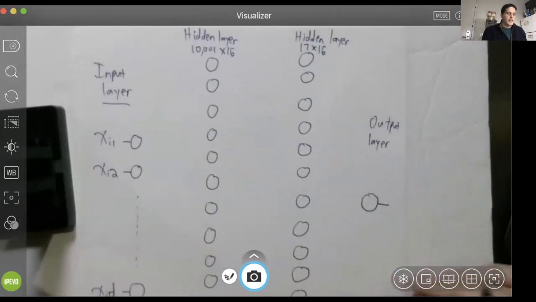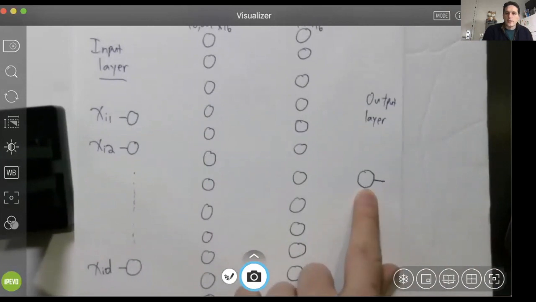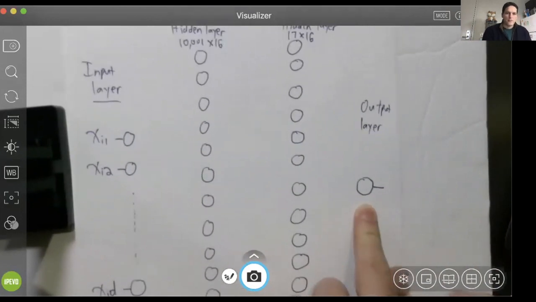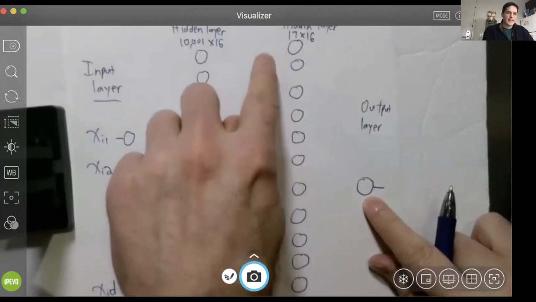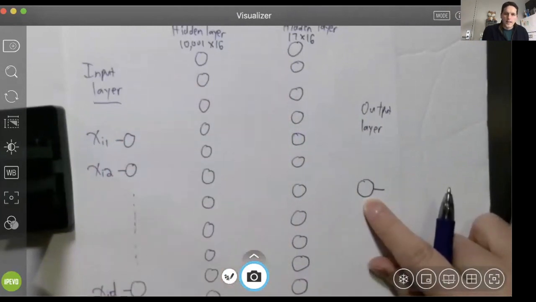Okay. Now, how many parameters are there for this final node, the output node? Well, this node is going to take the output from the previous layer as its input vector. That's a list of 16 numbers.